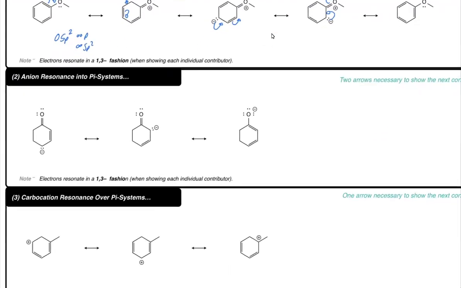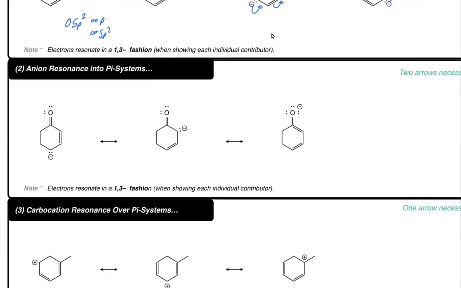Now, let's look at anion resonance. Anion resonance is technically still a lone pair atom adjacent to a pi system. That carbon of negative charge there has a lone pair. I can make a pi bond and then break the adjacent pi bond. Notice 2 arrows are required to describe that flow. And again, we're seeing that 1-3 relative movement.